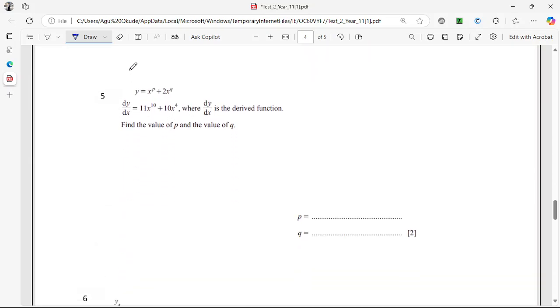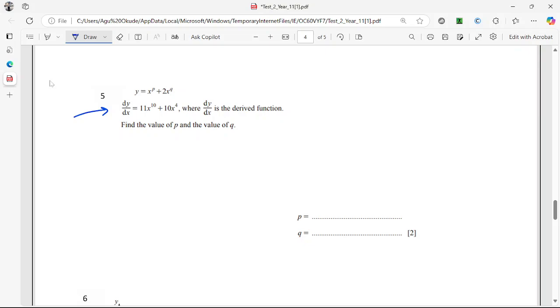Okay, now on to the next one. I'm given my function. My function is y equals x to the power p plus 2x to the power q. Now I'm given the first derivative, which is this. I'm asked to find the values of the letters p and q.